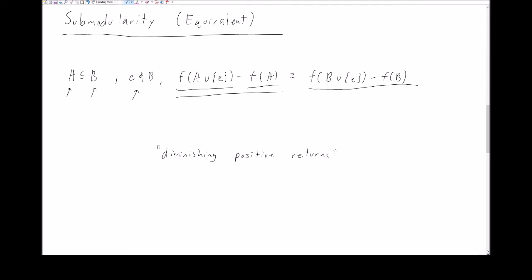Submodularity tells us that if we add E to the smaller set A, we get more value than adding E to the larger set B. In this way, we look at submodularity as having diminishing positive returns. That is, we add an element and we get a positive return, but it diminishes as our set gets larger.